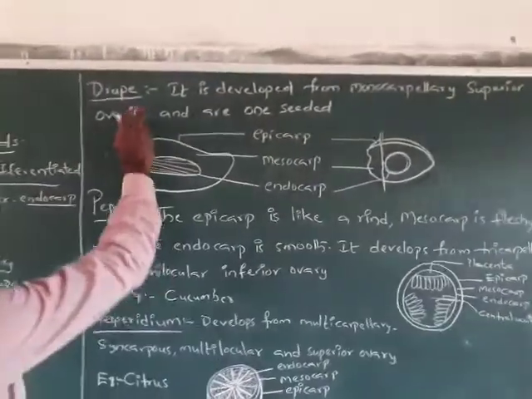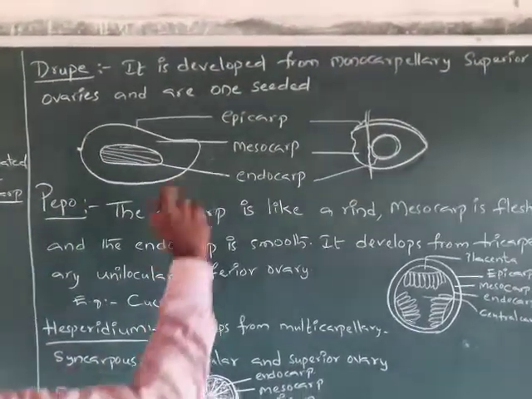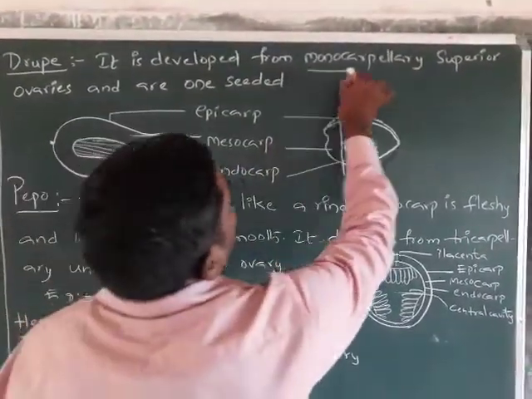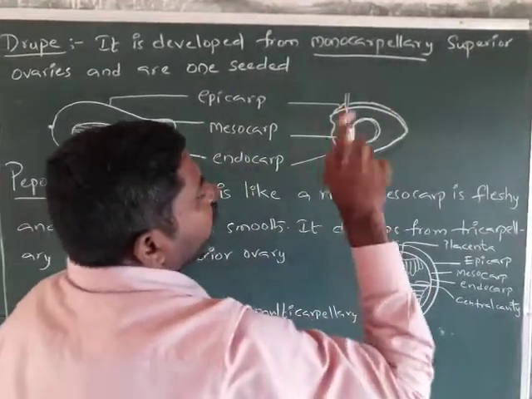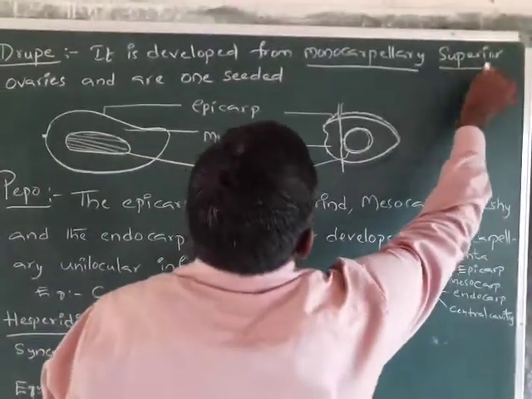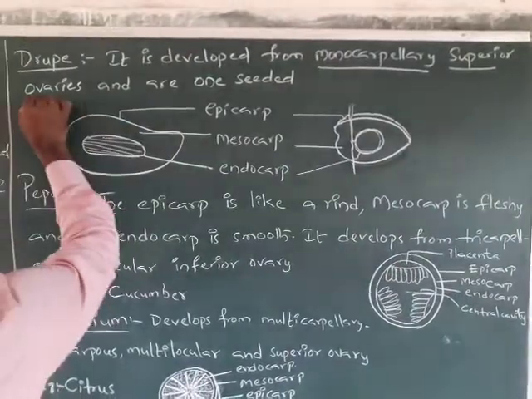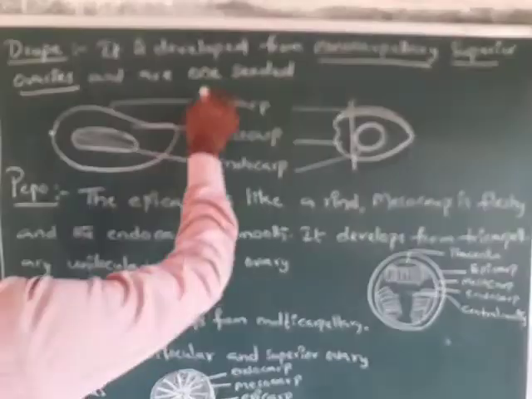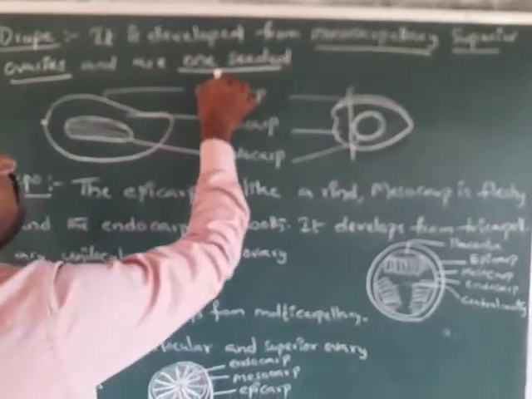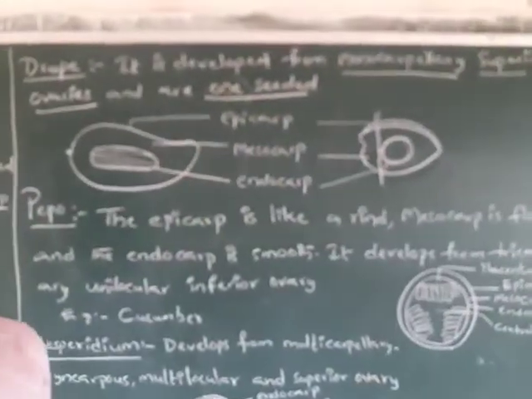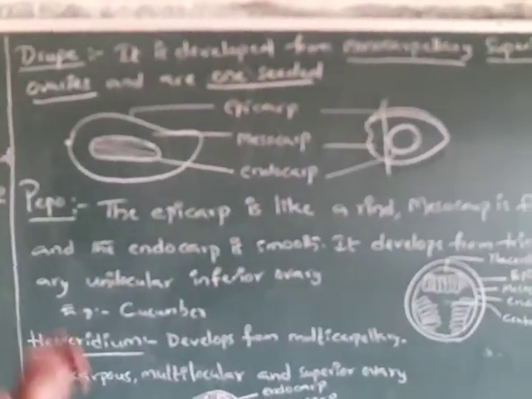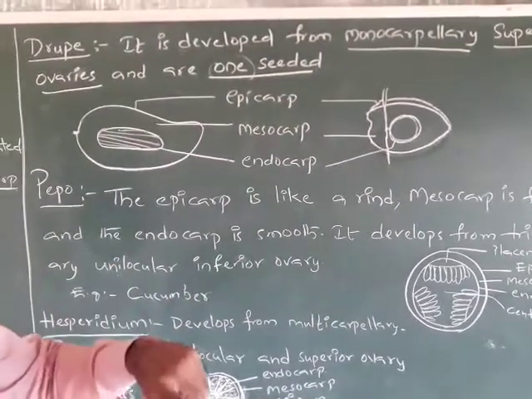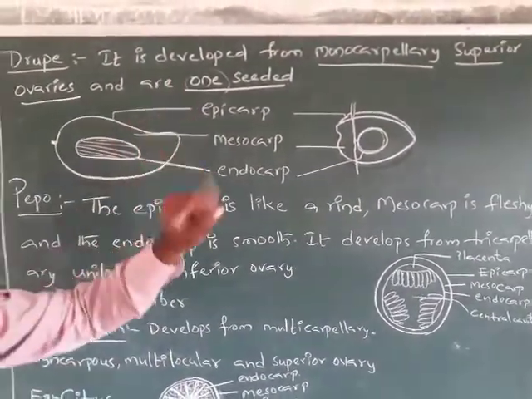The next fruit type is drupe. It is developed from a monocarpellary superior ovary and is one-seeded. Only one seed is there.